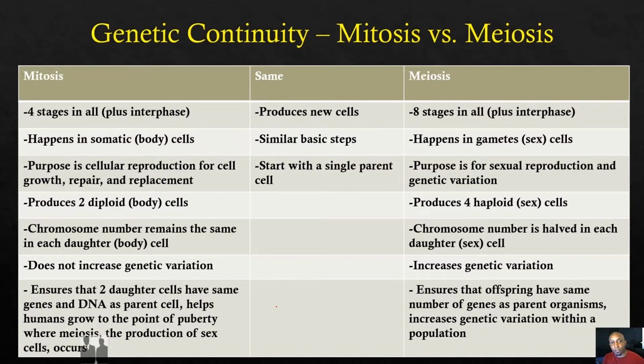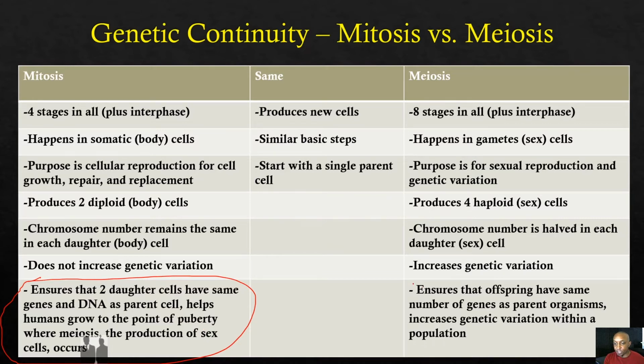Let's make sure that we clearly understand genetic continuity in mitosis and meiosis. And in this chart, I go ahead and list some of the similarities and differences between the two, but let's focus on how each helps with genetic continuity of a species. So first, let's start with mitosis. And it ensures that two daughter cells have the same genes and DNA as the parent cell. It helps humans grow to the point of puberty where meiosis, the production of sex cells, occurs.